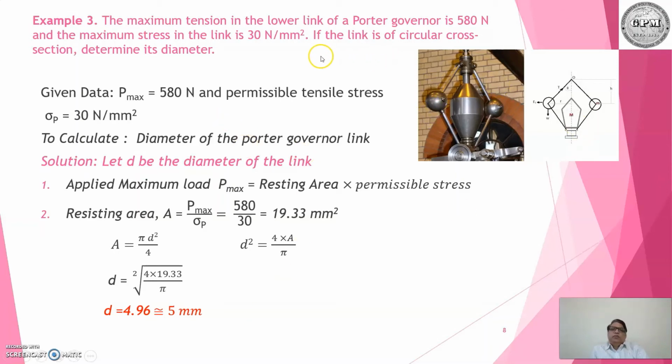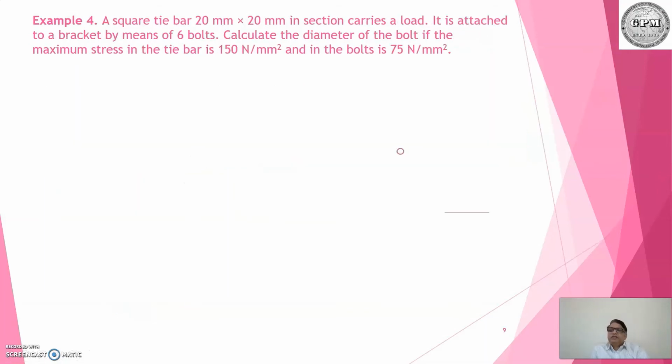So in this way, for any problem, try to understand, if a Porter governor is given, what type of governor it is. So you must have background preparation, and then only can we do it very easily. That's why, when we say design, it means all the subjects will be covered. You should know the theory of machines, materials and the like. So we will go for the next problem, that is example 4.